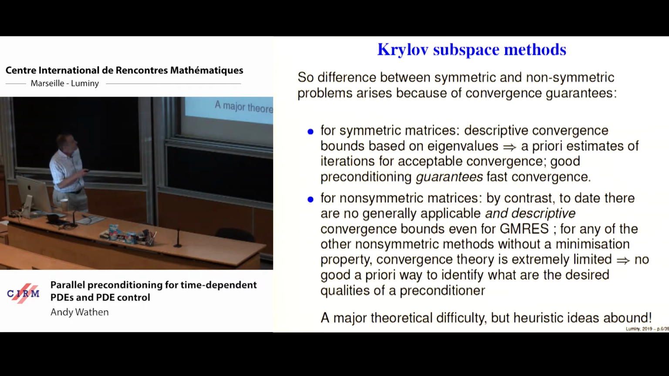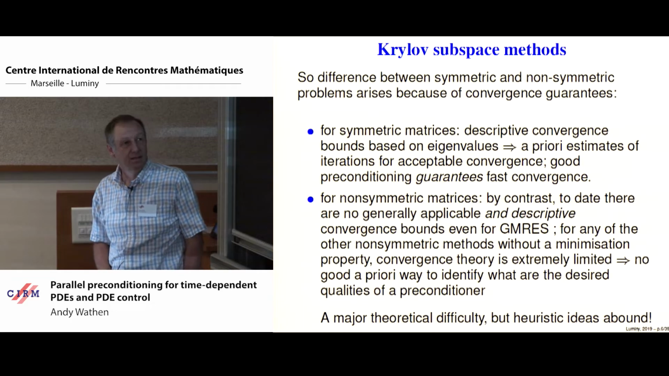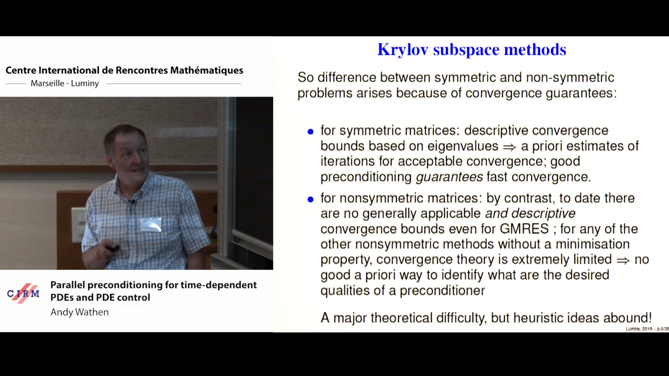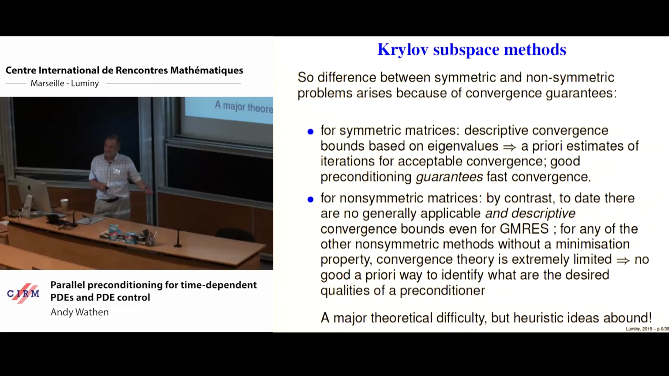For non-symmetric problems, by contrast, to date, there are no generally applicable and descriptive convergence bounds. There are bounds. I've just shown you three. The question is whether they're descriptive or whether they're very pessimistic for the problems that we're dealing with. Even for GMRES, or any of the other non-symmetric methods, convergence theory is extremely limited. So there's no good a priori way to identify what are the qualities of a preconditioner in the non-symmetric case. It's a very simple sort of truth, but I think this is a major theoretical difficulty.